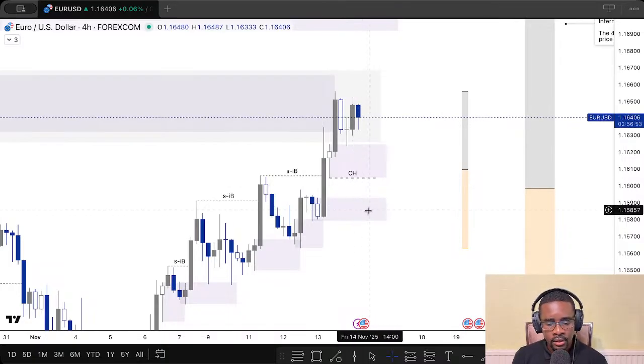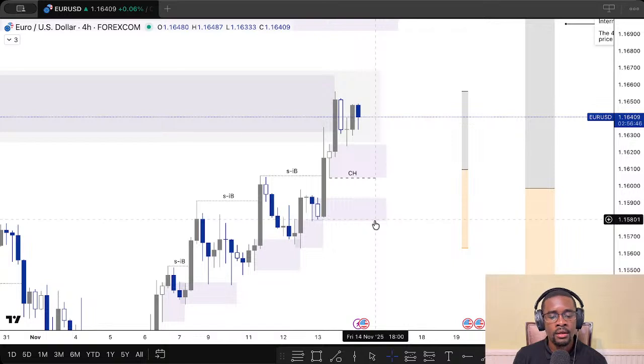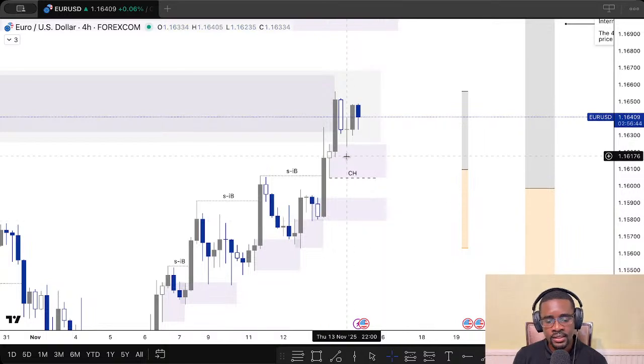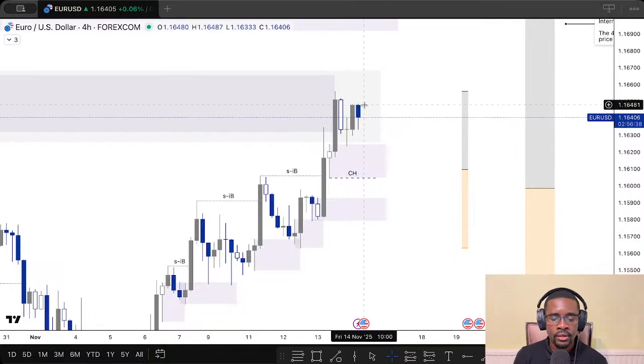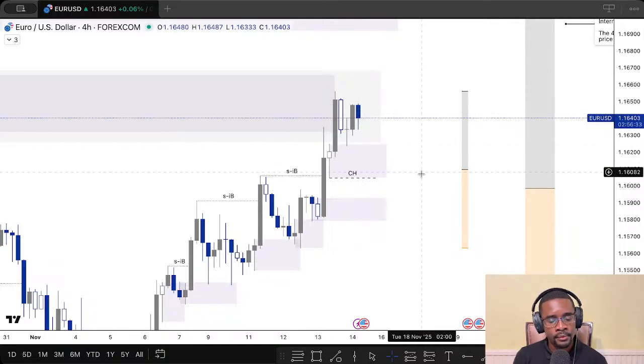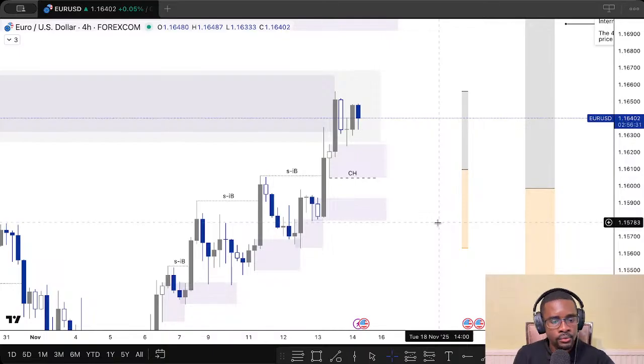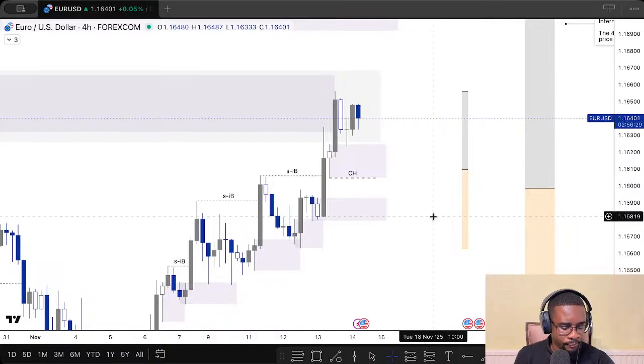Okay, so this would be the extreme unmitigated demand on the 4 hour. This one has already been mitigated, and this has been the move so far. So I would expect that price will push deeper. Price will most likely push deeper.